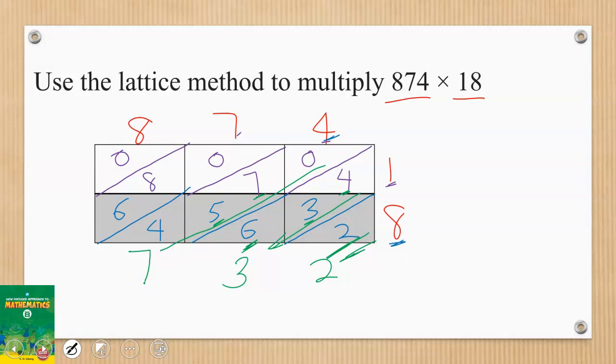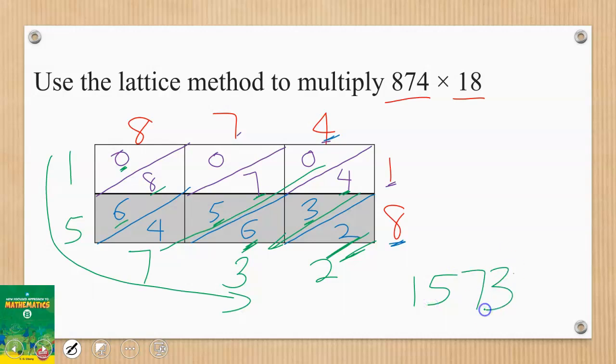We still have 1 left. 8 plus this will give us 14, plus 1, so 15. Then remainder 1. Then that 1 plus 0 gives us 1. And so we only collect the green numbers. We collect them in this direction, as 1, 5, 7, 3, 2. And so the answer becomes 15,732 to be the product of 874 times 18. This is how we use the lattice approach in doing multiplication.